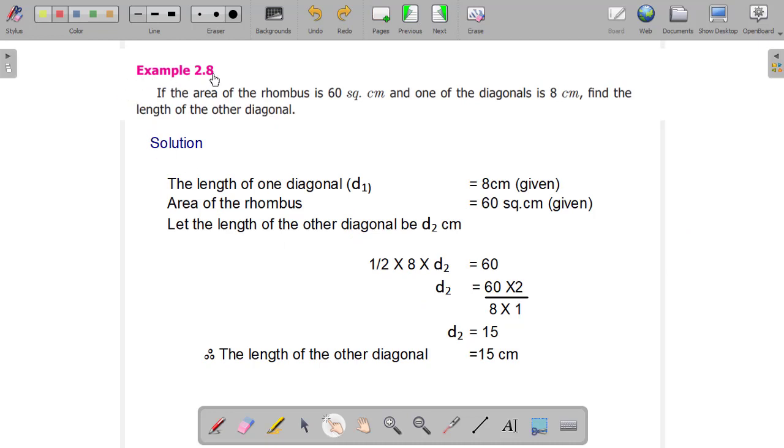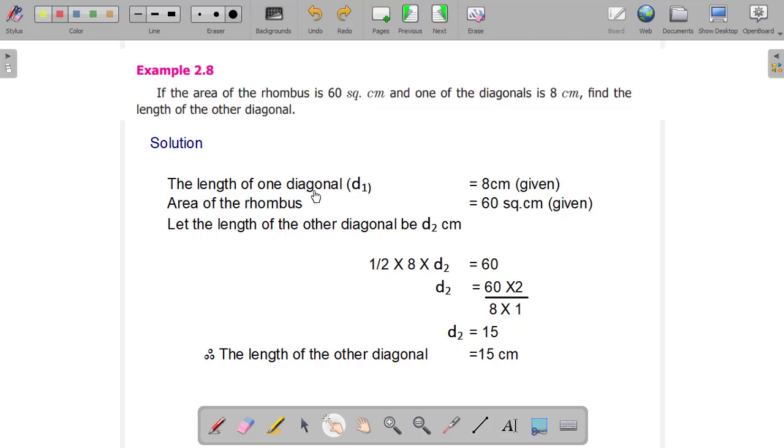Example 2.8. If the area of the rhombus is 60 square centimeter and one of the diagonals is 8 centimeter, find the length of the other diagonal. Here it is an indirect sum. One of the diagonals is given and area is also given, so we have to find out the length of the other diagonal. First write the given details.